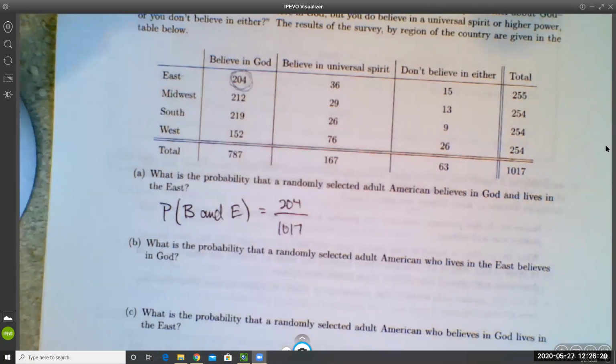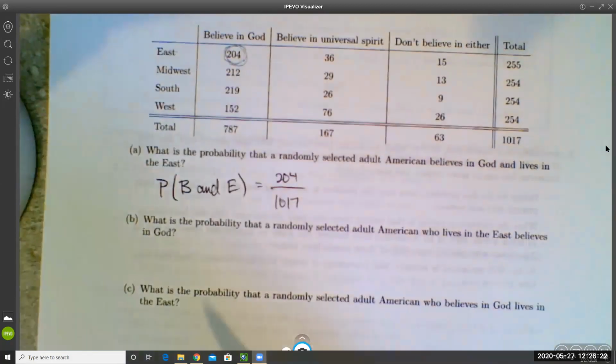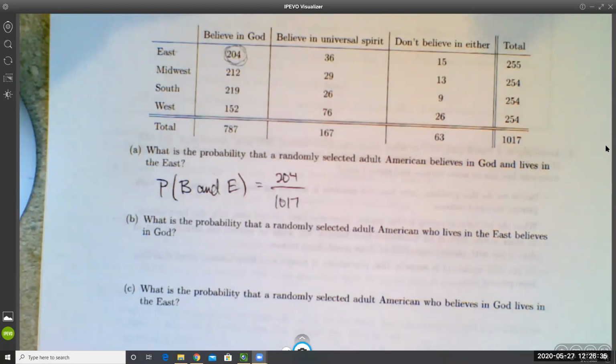I'm not going to change it into a decimal. I don't really care at this point. Part B says, what's the probability that a randomly selected adult American who lives in the East believes in God? So what's the probability that someone who lives in the East believes in God? I'll let you pause the video, see if you can work that out.